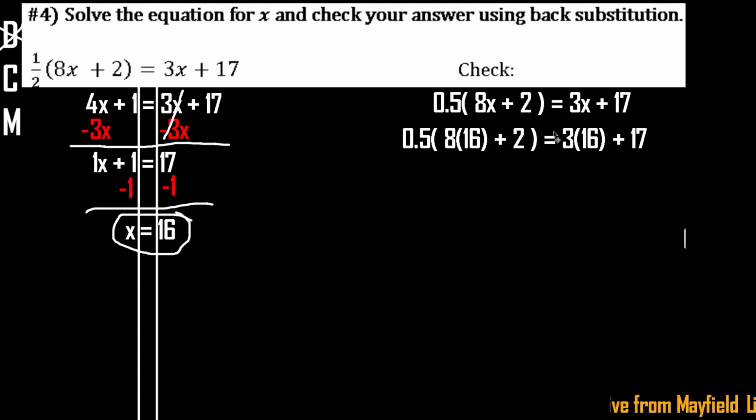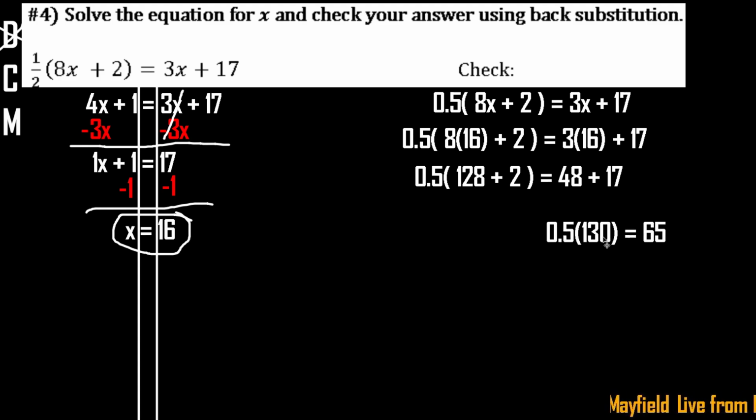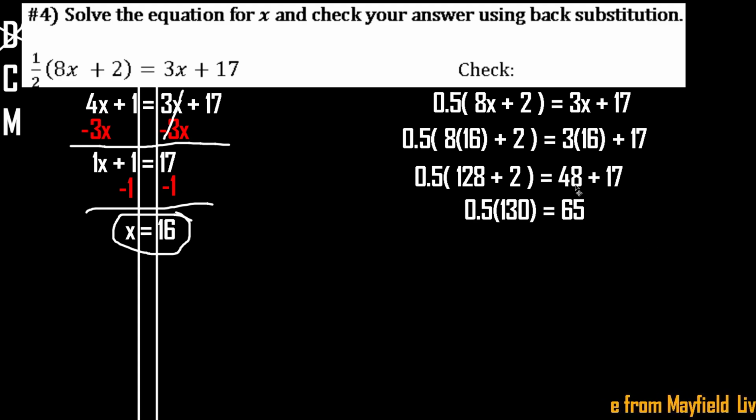Again, you can simplify using your order of operations. So we're going to work on the inside of the grouping symbols first. And so I'm going to do 8 times 16. That's going to be 128. And on the right side, I'm going to do 3 times 16, which is 48. Again, combine inside those grouping symbols. And so I'm going to do 128 plus 2 is 130. And then I have 48 plus 17 is 65.